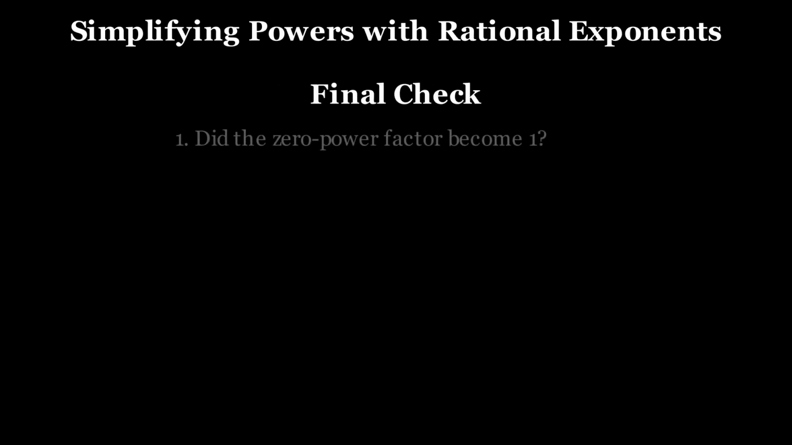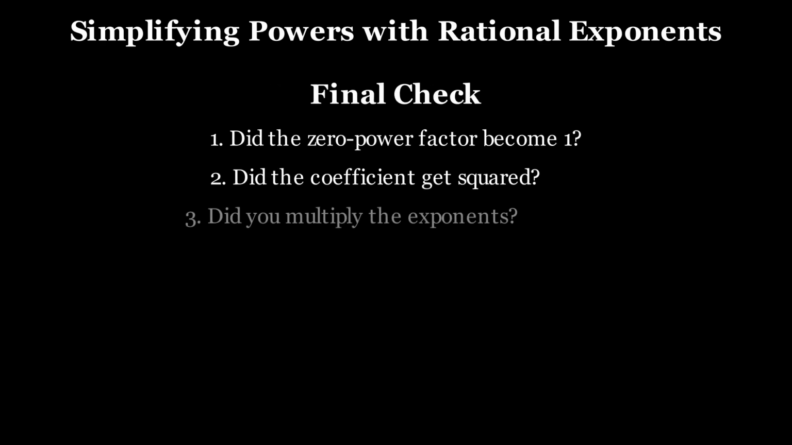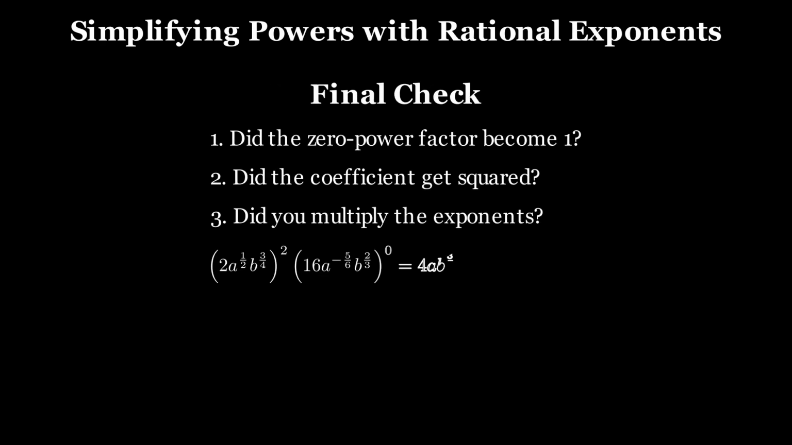Before submitting, check these three things. Did the zero power factor become 1? Did the coefficient get squared? And did you multiply the exponents? If yes, the simplified expression is 4ab to the 3/2 power.